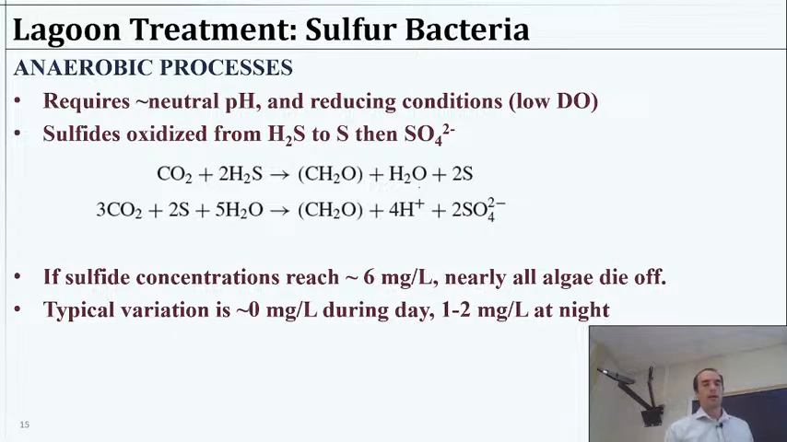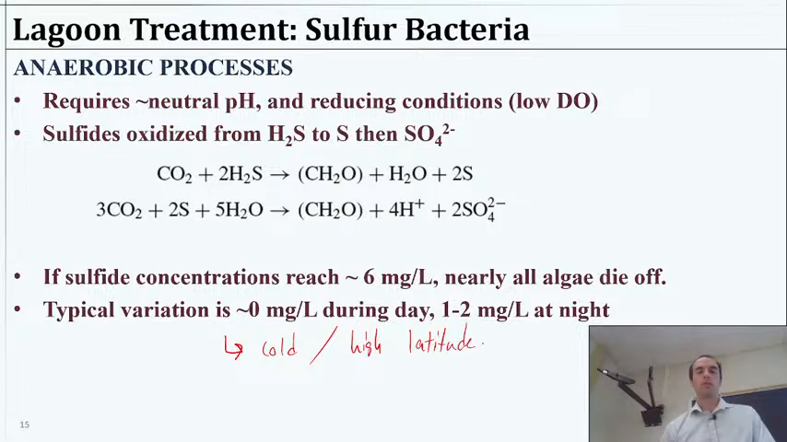Here's another reason why seasonal variation could matter a lot, and why cold climates, further from the equator, have more potential issues here. So cold or high latitude risks. Because if you have days and days of no sunlight, what's that going to do to your sulfide concentration, right? That could be quite bad for your system.